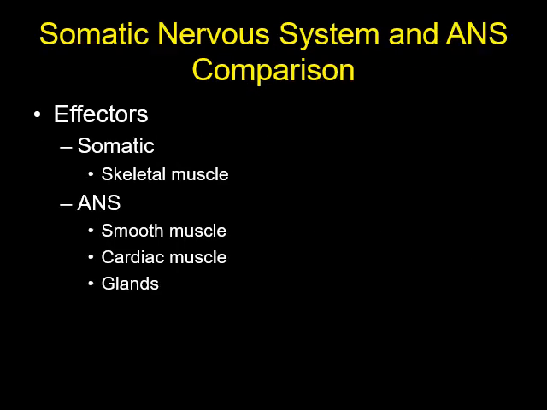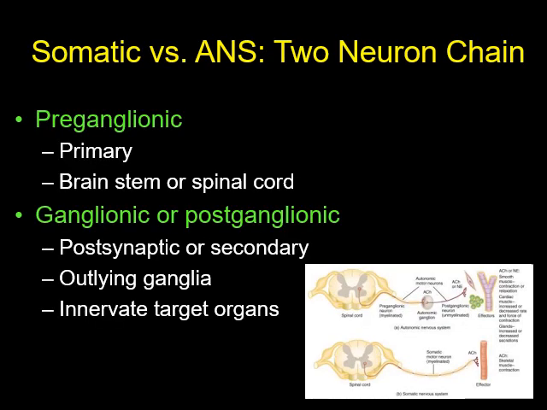In the somatic nervous system, the effectors are skeletal muscle. In the autonomic nervous system, the effectors are smooth muscle, cardiac muscle, and glands. The somatic nervous system only has a one neuron chain, as seen in the upper diagram here, whereas in the autonomic nervous system, there are always two neurons in the chain. The preganglionic is the primary, with the cell body located in the brainstem or spinal cord, whereas the ganglionic or postganglionic neuron is the postsynaptic or secondary, with the cell body in an outlying ganglia and the axon innervating the target organ or gland.